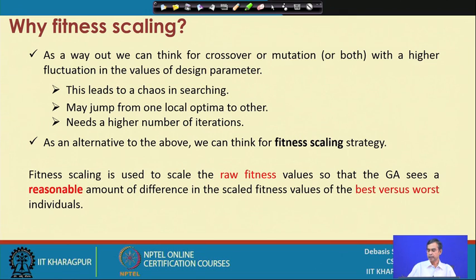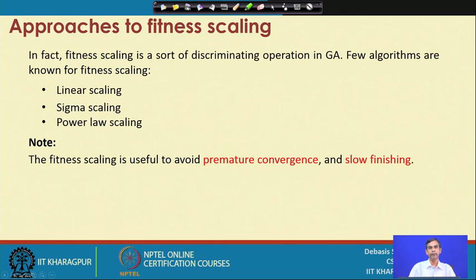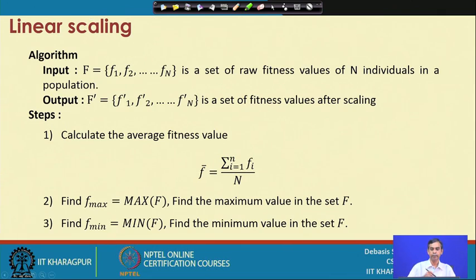So, basically the idea is that from the raw fitness value we have to evaluate a better fitness value, and there are three techniques usually followed. They are linear scaling, sigma scaling, and power law scaling. We will quickly cover the three techniques here. The idea of linear scaling is discussed first.